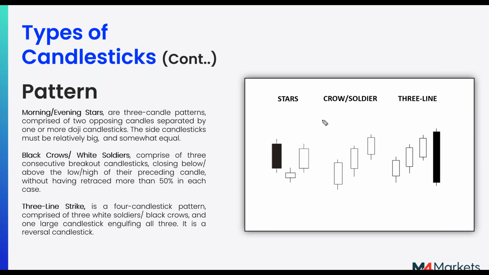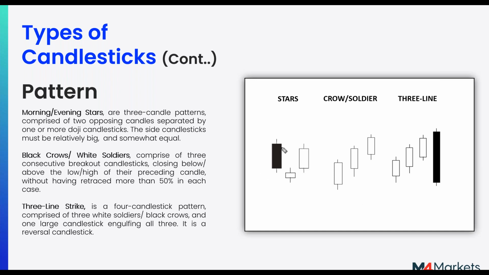I've got the morning and evening stars. This is of course the morning star, as you can see, because the doji candle is at the bottom rather than at the top. The black cross, which is the opposite of the white shoulders. Here you see the white shoulders, and the black cross is exactly the opposite. And also the 3-line strike. Now here's the thing. All of them are 3 candle patterns, apart from the 3-line strike, which is actually a 4 candlestick pattern. I mean, the 4th candlestick is the signal.